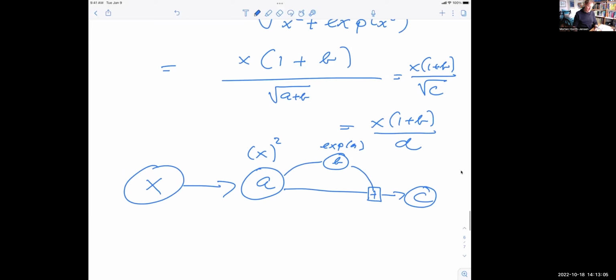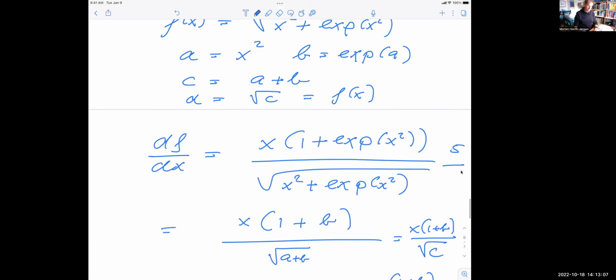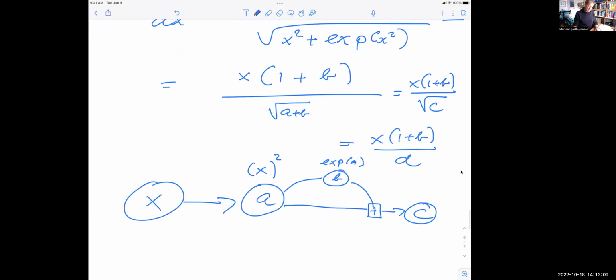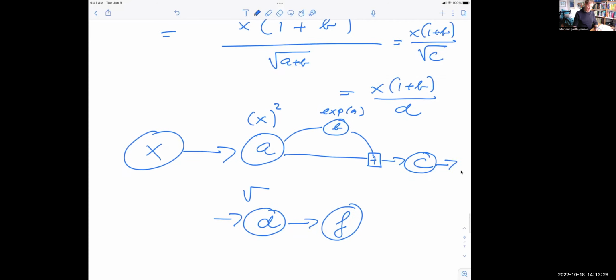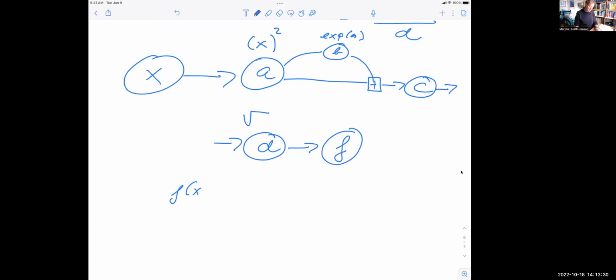Remember now that c is given by a plus b. And this again feeds into the square root operation, so we would then have the squaring. I'm just putting it up like this. It feeds into d, which is the square root of c, and this is the same as f. So in our case, f of x is actually equal to d.